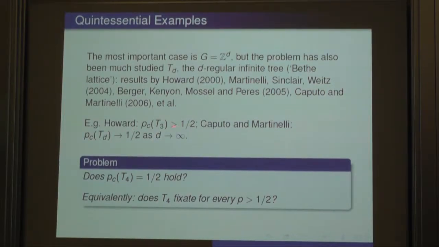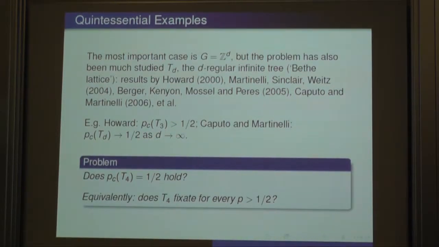For example, Howard proved that on the 3-regular infinite tree, so every site has 3 neighbors, or if you draw it from top to bottom, at the beginning you have 3 neighbors, and then every site has only 2 children, in this case the critical probability is actually greater than half. And Caputo and Martinelli proved that it actually tends to 0. But the problem remains, what about other values of d? So for example, what about T4, just a 4-regular tree? Is it true that it's already 1/2? Or maybe it's bigger than 1/2, and then T6 will have probability 1/2.